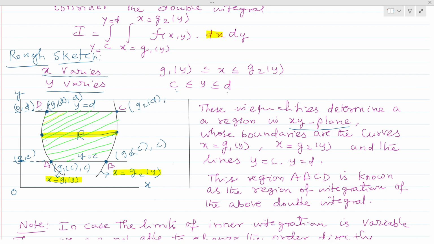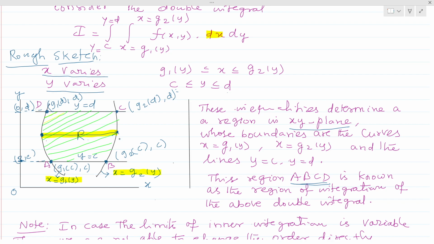g2 of d, comma d. What is the region here? A, B, C, D is the region. First you have to draw the parallel line to the x-axis. To write the limits of the x-axis, you can obtain them from the region.